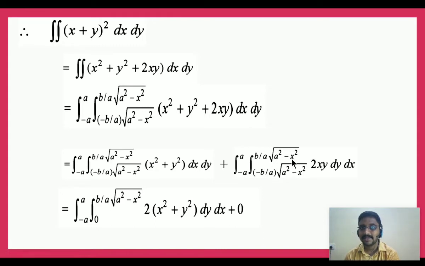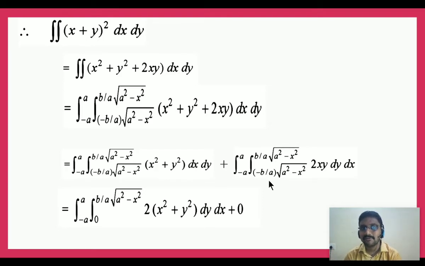For an odd function, if the limits are like this, then the integral value becomes 0. We have a definite integral known, a very important formula: the integral from minus a to a of f of x dx is equal to 2 times the integral from 0 to a of f of x dx whenever f of x is an even function, and the result is 0 whenever f of x is an odd function.